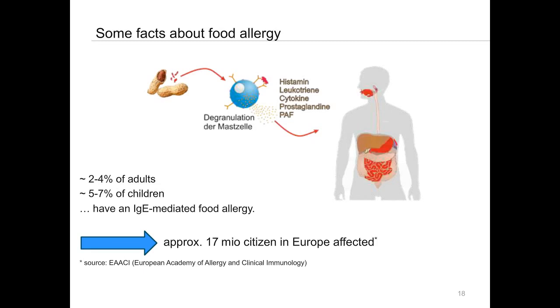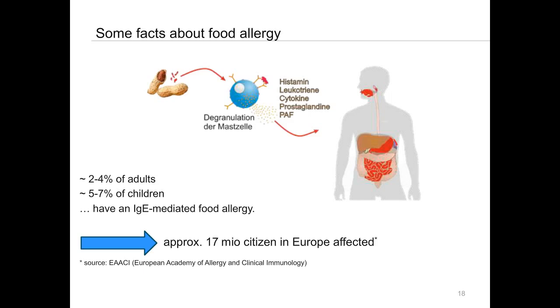If you have a mild food allergy, it's itching in the oral cavity or sneezing, and it can also be a number of different gastrointestinal symptoms, and it can be even life-threatening or fatal complications like the anaphylactic shock. And the prevalence of food allergy in Europe is something around 2 to 4% of the adults and 5 to 7% of children, which do suffer from IgE mediated food allergy.